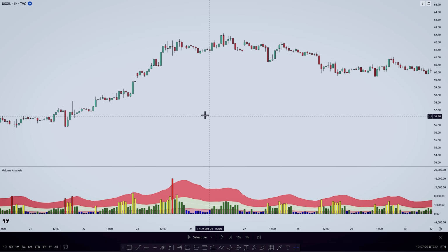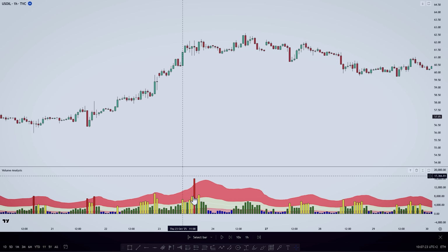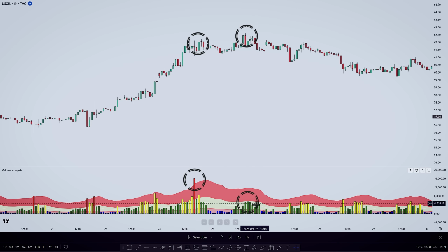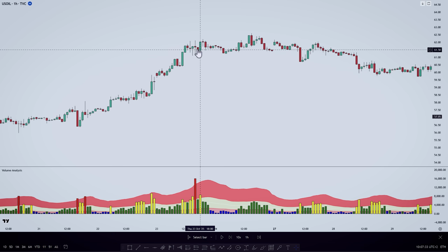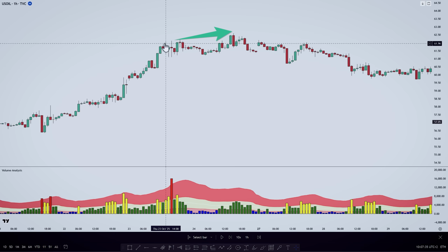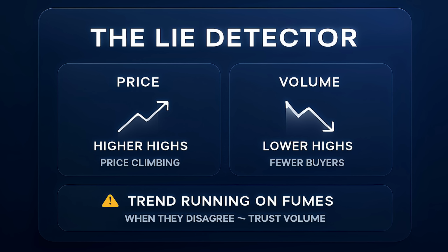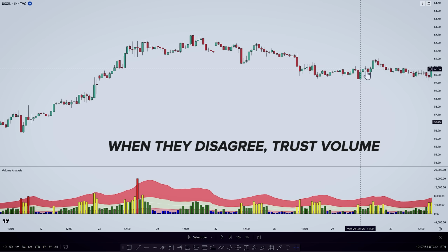Now watch for divergence. This is the early warning system that saves your account. Price is making higher highs, but volume is making lower highs. Think about it. Price is climbing, but fewer people are buying. The party is getting more expensive, but the guests are leaving. This trend is running on fumes. I've avoided thousands of bad trades by seeing this. The chart looks bullish, but the volume is screaming, nobody believes this. When price and volume disagree, trust the volume.